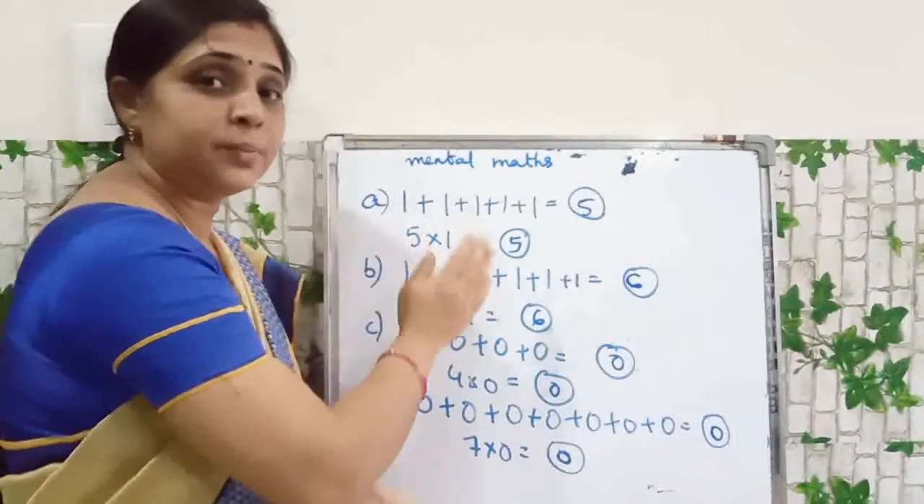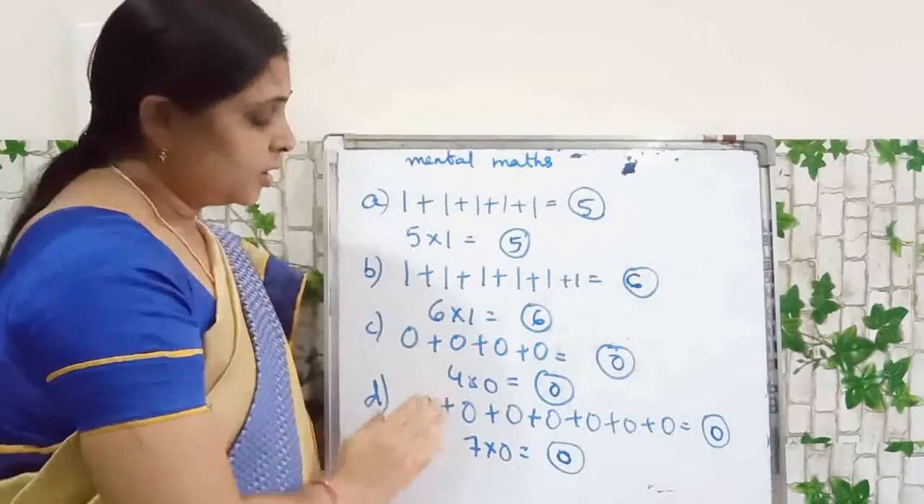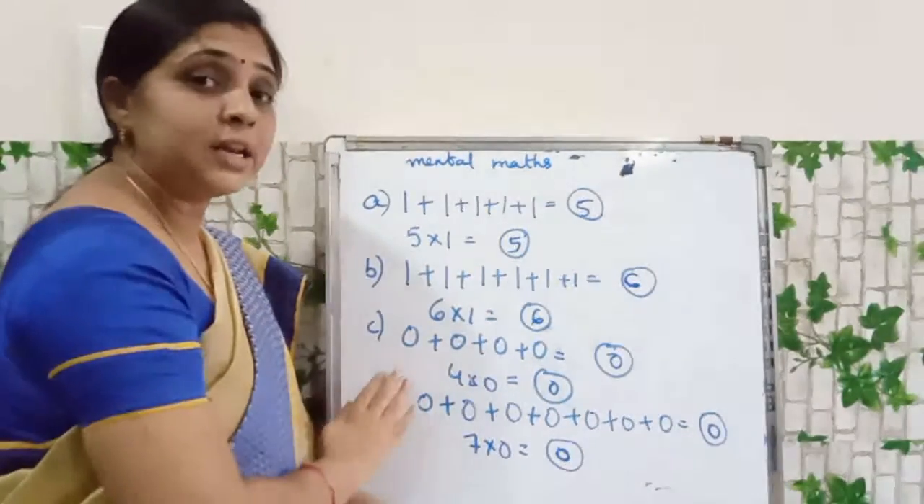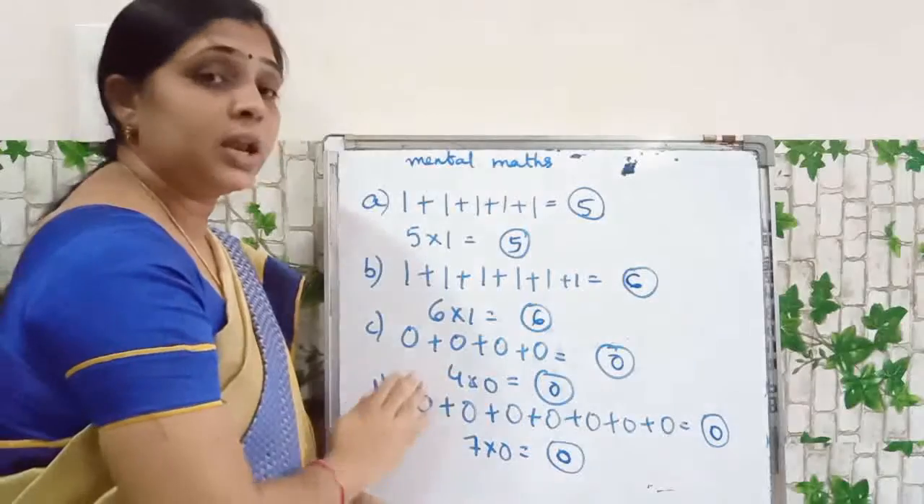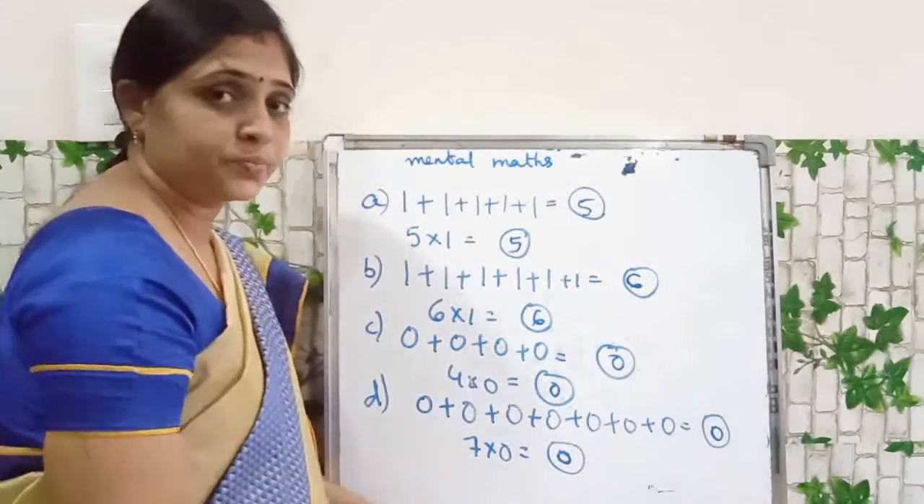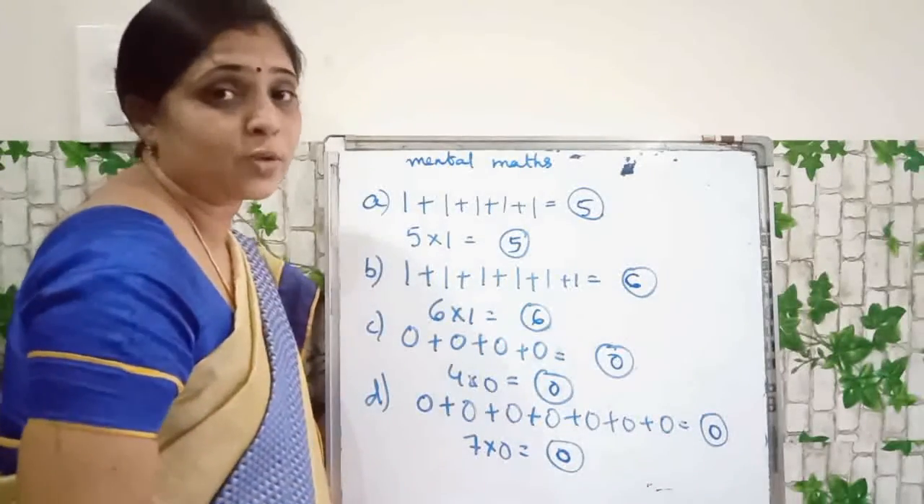Any number multiplied with 1 gets the number itself. That is multiplication by 1. Here, in multiplication by 0, any number multiplied by 0 gets the product 0. Understood, children? Okay, now all of you copy down in your classwork.